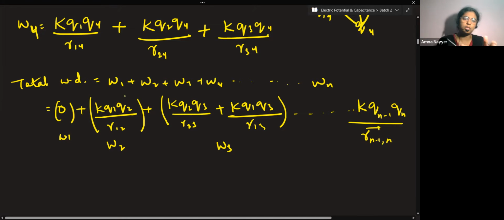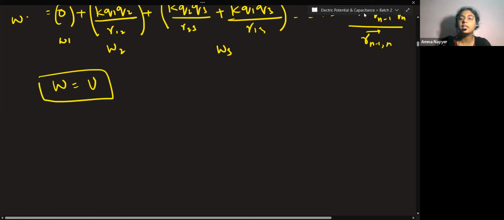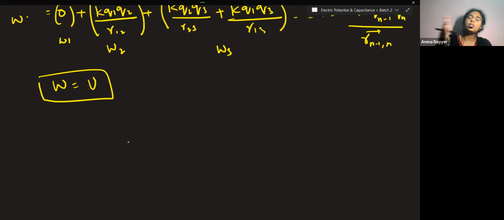Basically, we are writing only whatever we have studied. It's just a method to write. So all this net work done gets stored in the form of potential energy. So the value of potential energy will be the same: K Q1 Q2 by R12, then K Q2 Q3 by R23, all the whole values.